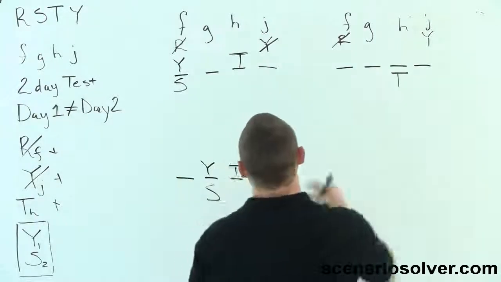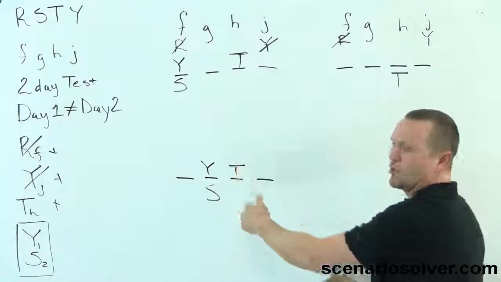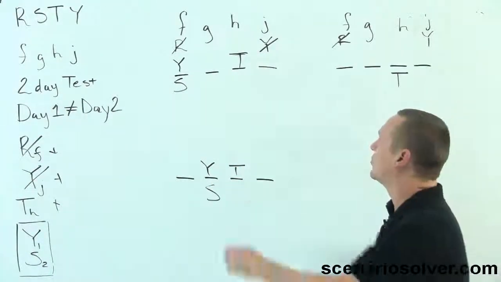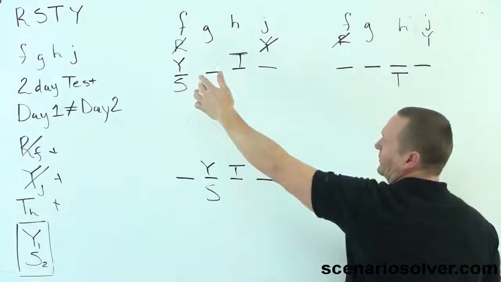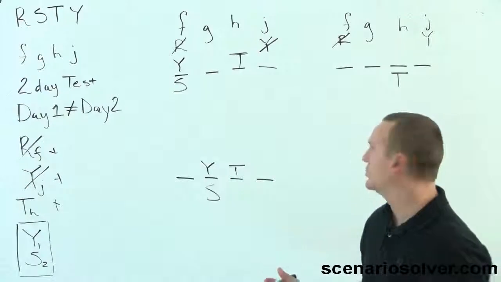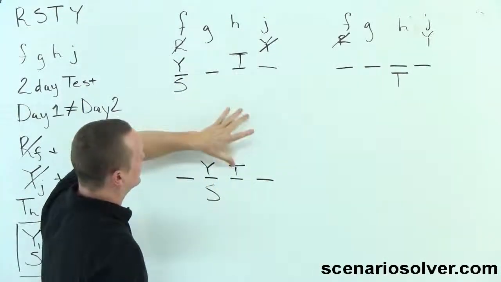Okay, we know that Y can't occur in day 4, and we know that we can't put Y in day 3 here because T is there, so that can't work. So Y can only occur on the first day, at least in day 1 and day 2. That's all that Y can do in day 1 and day 2 with regard to T being in the first day.